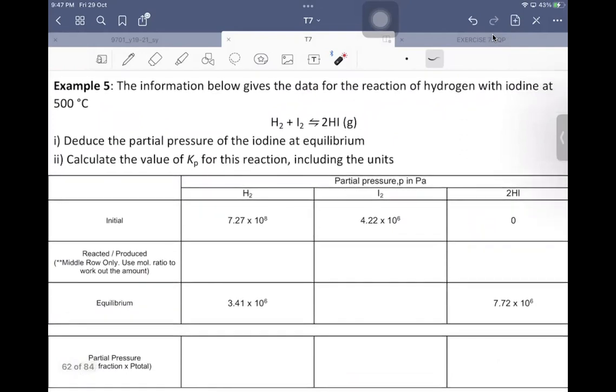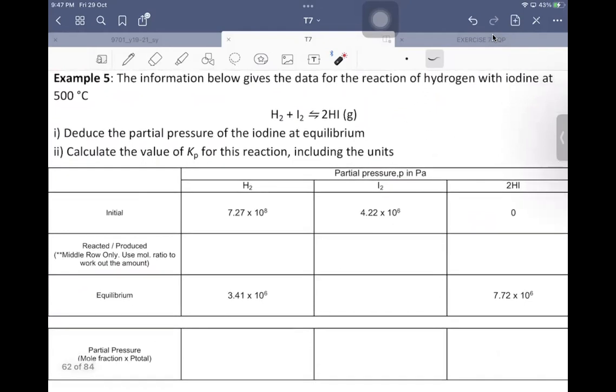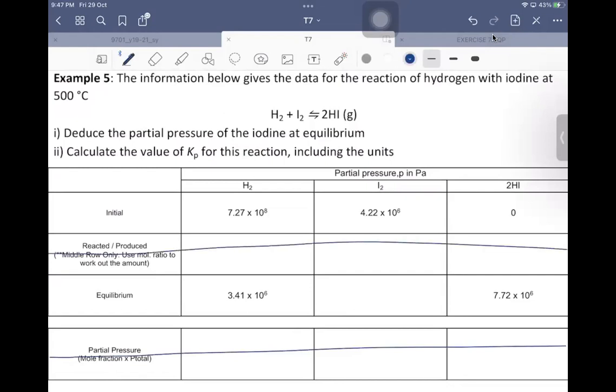Why? I'm given the partial pressure already. Okay. So this table is if I wasn't given the partial pressure. I don't need that column. And I also don't need this column, right? I'm given this information. The information below gives the data for the reaction of hydrogen with iodine at 500 degrees Celsius. Deduce the partial pressure of the iodine at equilibrium, and then you calculate the value of Kp.